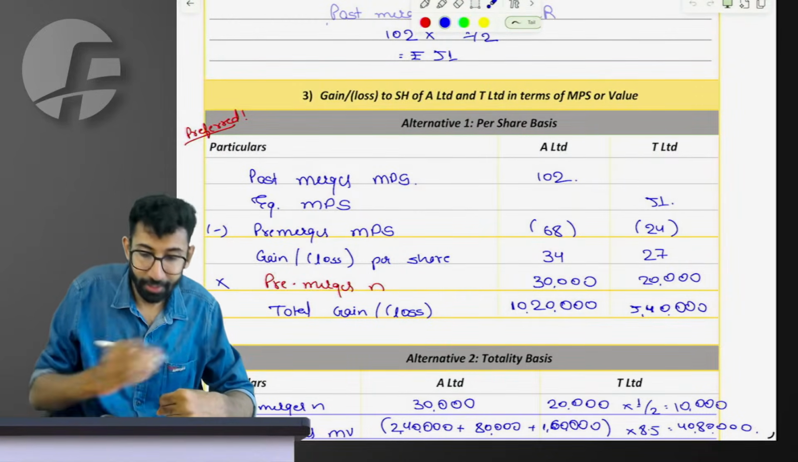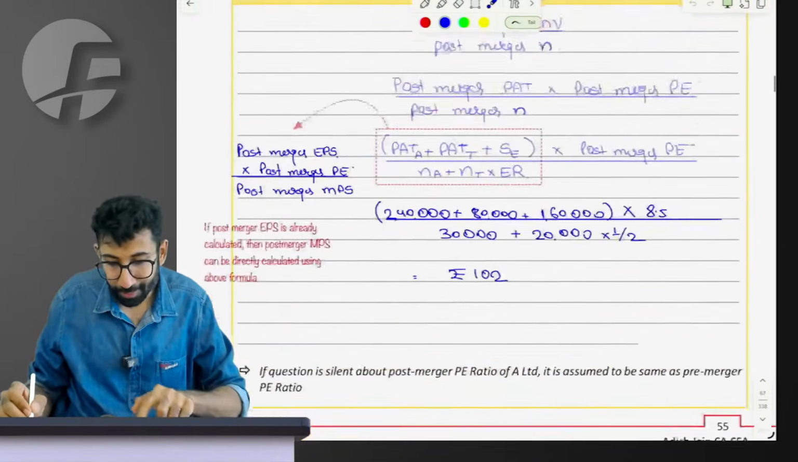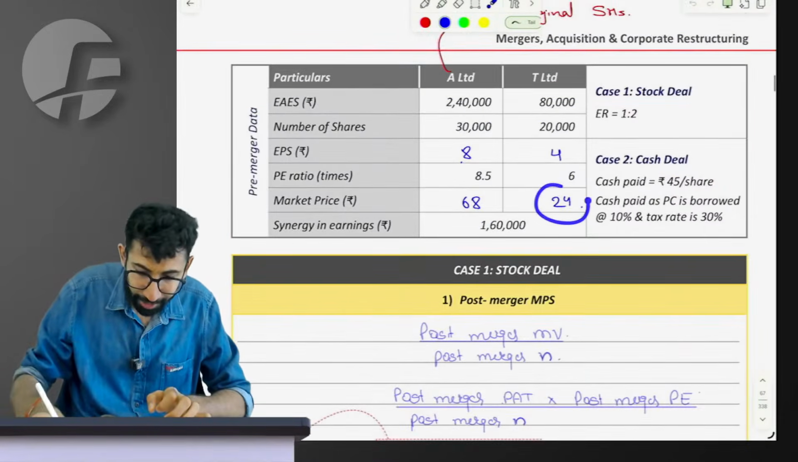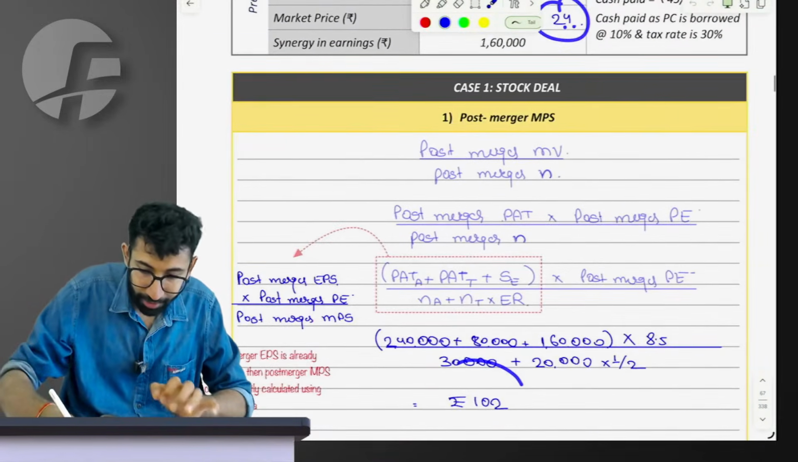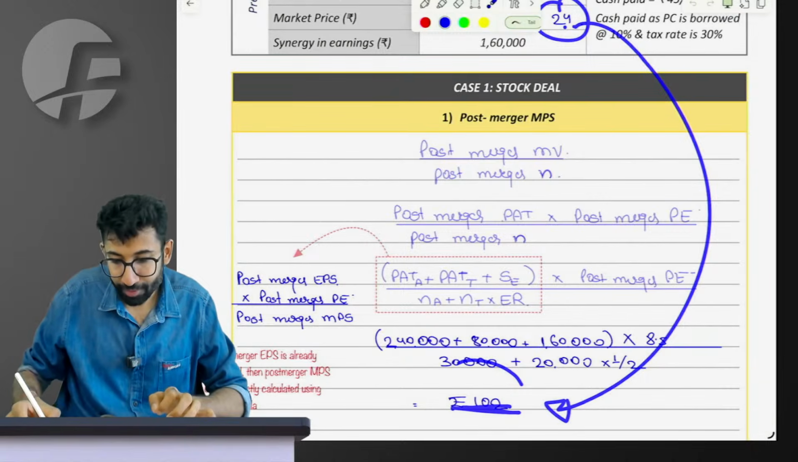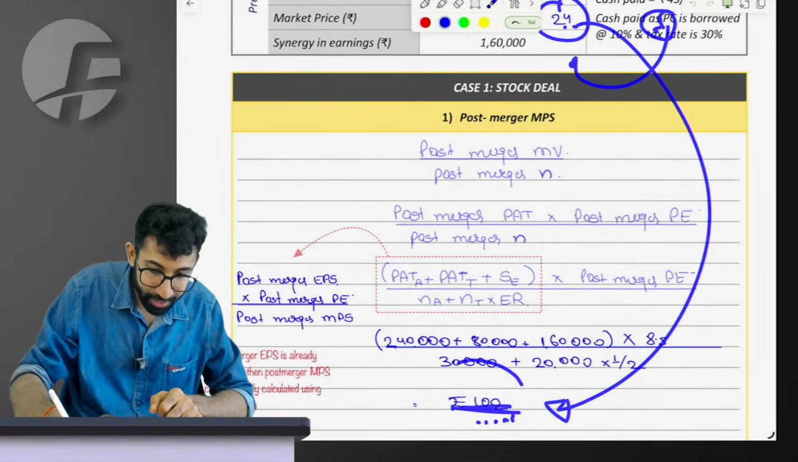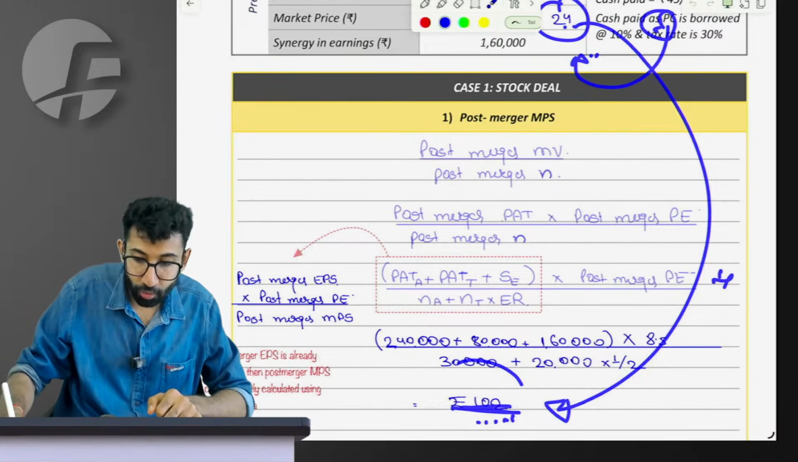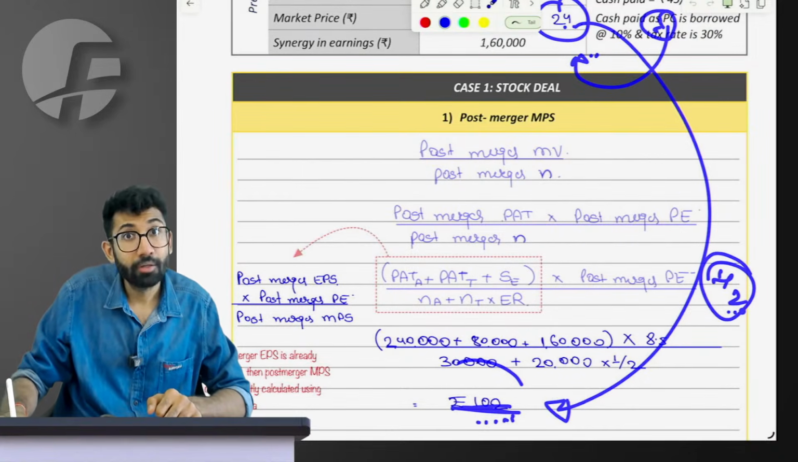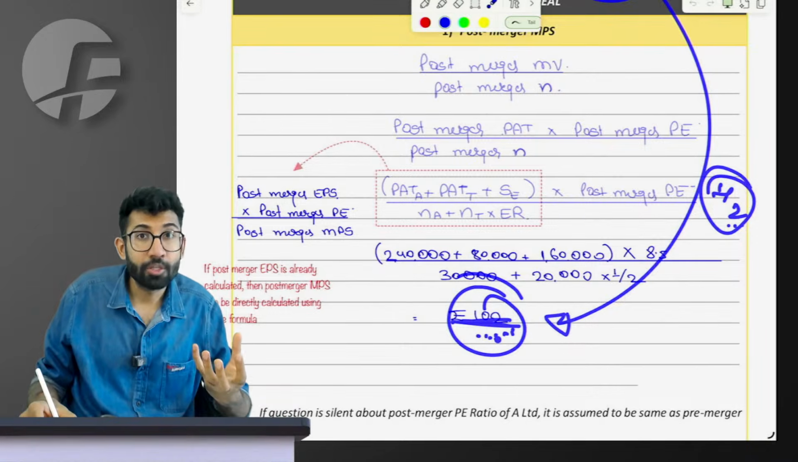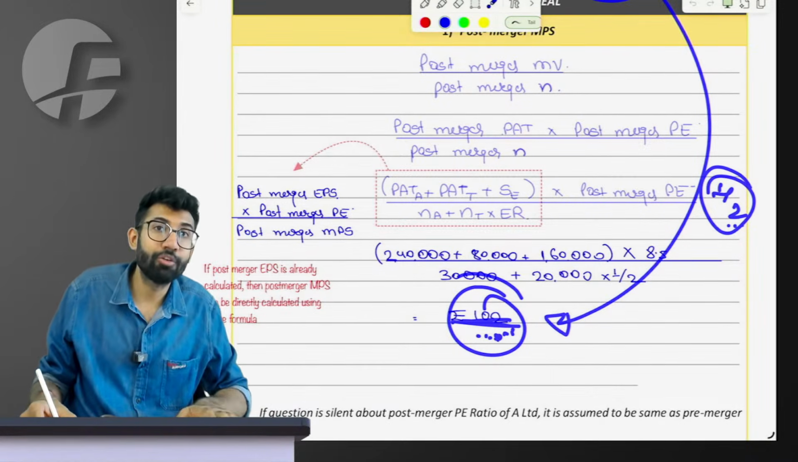But similarly, for T Limited, T Limited was previously having a price of 24. Can their one per share value of 24 now be compared with 102? No. Against their one share, which was having a value of 24, in the new company, you get only half share. So you don't get one share which has a value of 102. You get half share which has a value of 102.